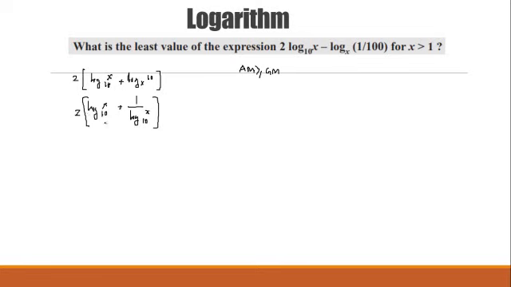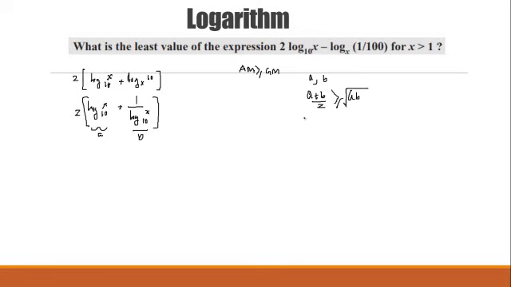Now the arithmetic mean of these two numbers: suppose this number is a and this number is b. In between a and b there is one arithmetic mean, which equals a plus b by 2, that should be greater than or equal to our geometric mean, that is, under root of a into b. So we apply the same property. Whenever we take the product of those two numbers which are inverse of each other, the right hand side becomes equal to 1.